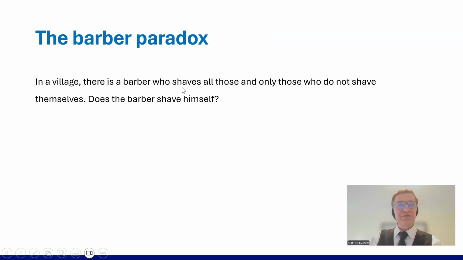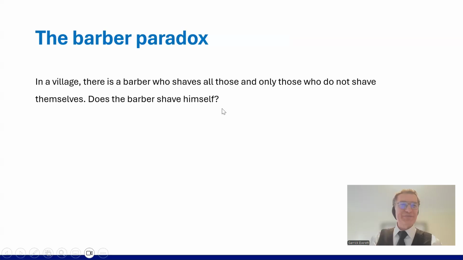Right, so in this instance, it's an old paradox. The barber's shaving men, and the barber shaves all those and only those who do not shave themselves. Does the barber shave himself? That's the paradox. Now, hopefully that's sort of sinking in.